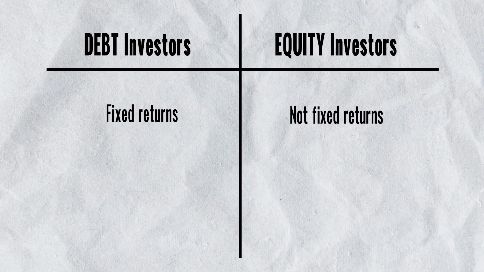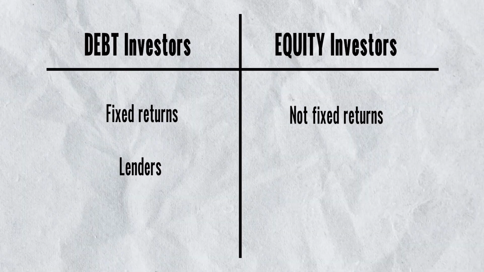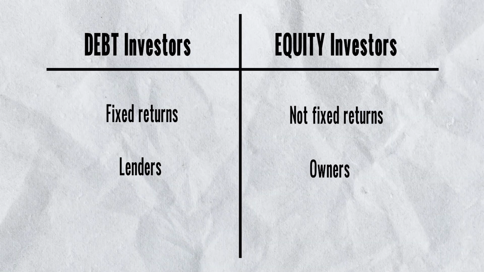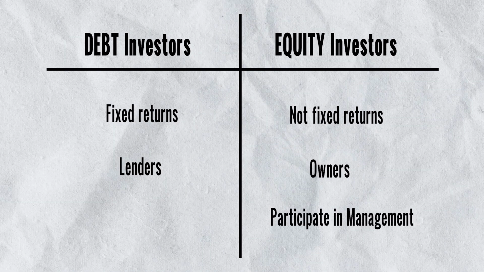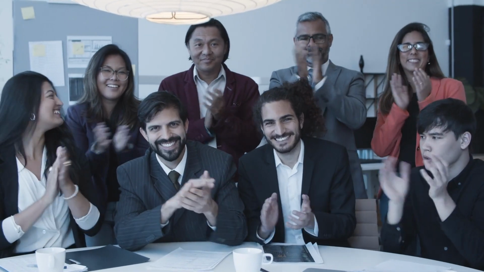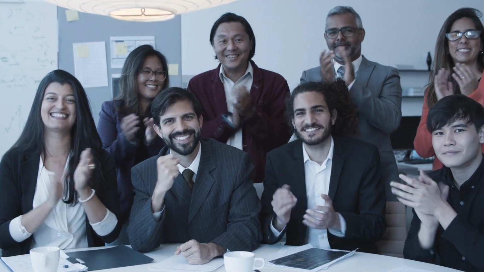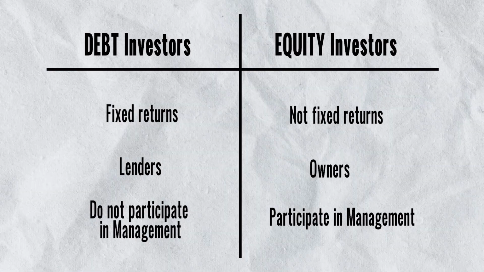Debt investors are just lenders to the company. Equity investors are owners of the company. Equity investors can participate in the management of the company. We can vote and elect our representatives to work in the board for protecting our interests. Debt investors have no role to play in the management. Now that the basics of debt and equity are clear, let's understand the types of debt.